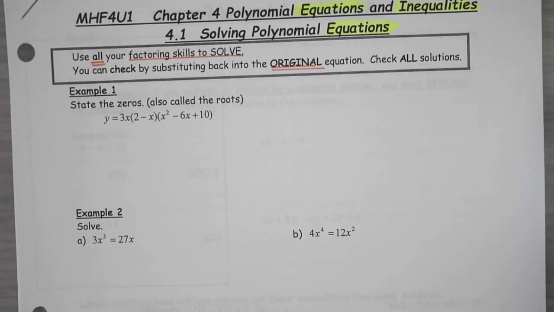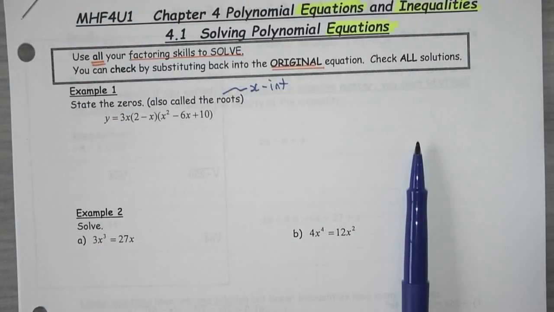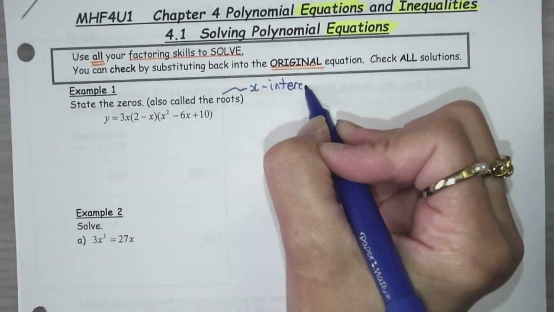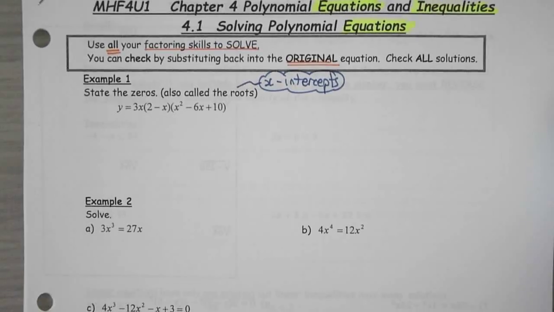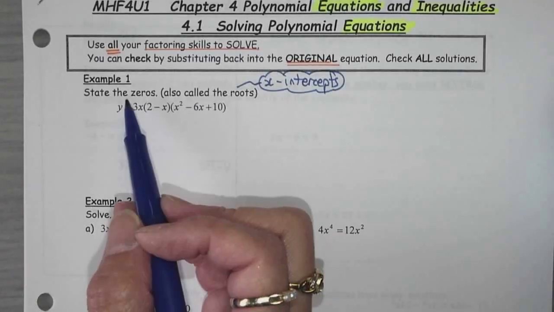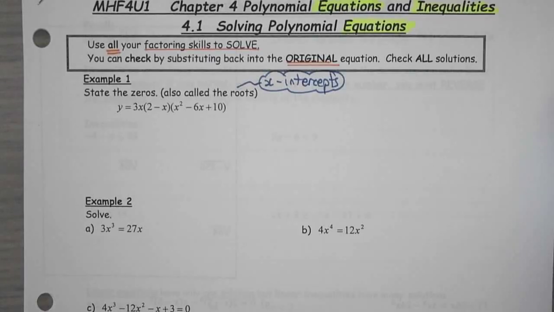For now, we are going to state the zeros, which are also called the roots, which is also the same thing as an x-intercept, right? We've done that since forever. So x-intercepts, which is root, which is zero. All of those words mean the same thing, just like from last chapter. Last chapter we would state the zeros and then graph it. I don't say graph it, so you don't have to graph it. We're just going to state the zeros.